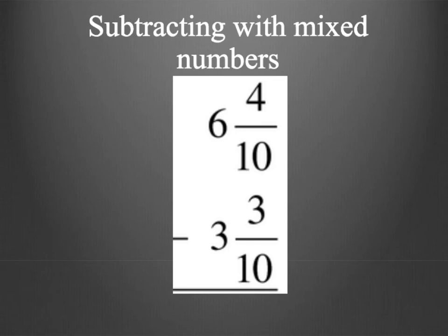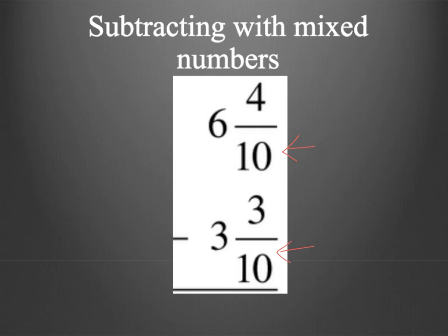Right here I have 6 and 4/10 minus 3 and 3/10. Even though there's whole numbers in there, my first step is always to look at the denominators. If I have like denominators, this is going to be a piece of cake. I do have like denominators here. They both have 10 parts. So all I have to do is figure out how many of the parts do I need to subtract.